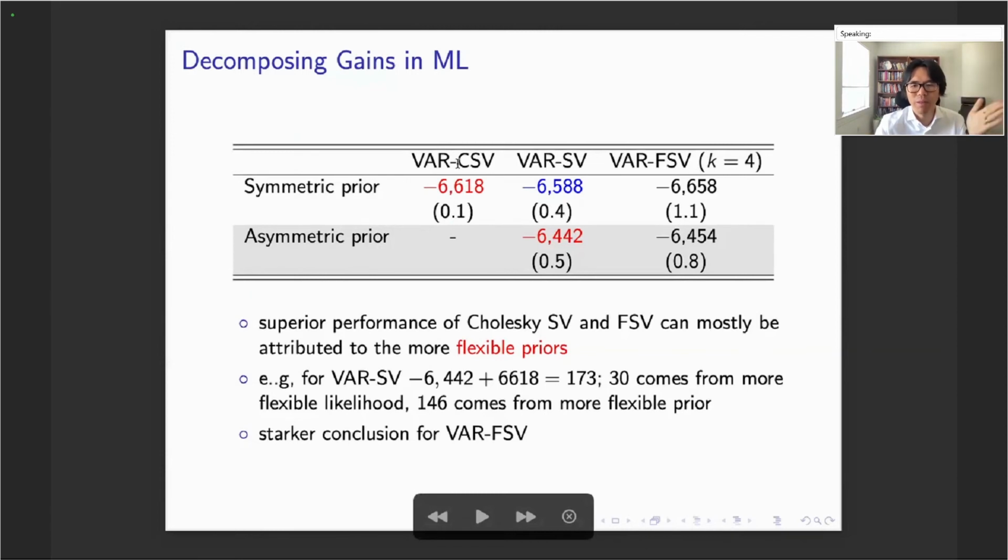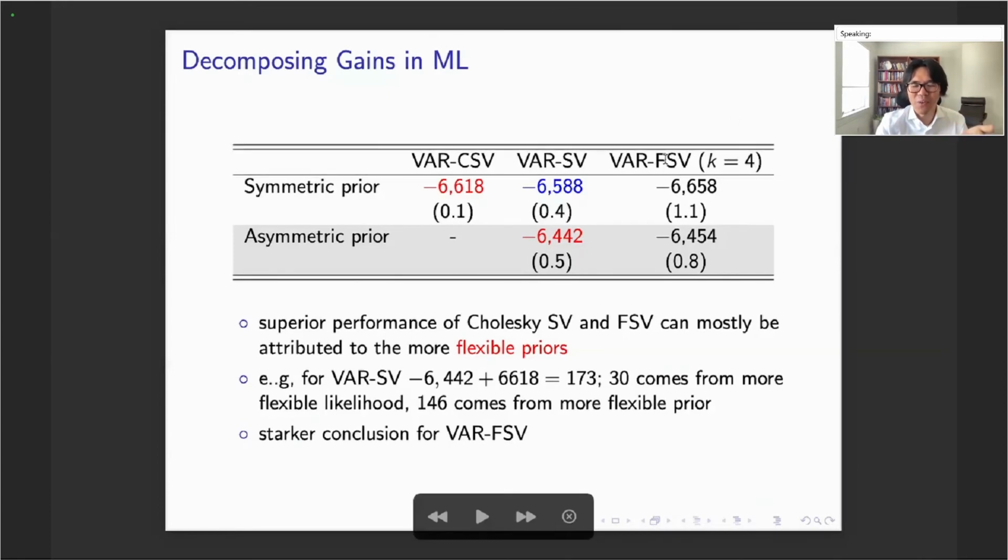Here I have one stochastic volatility process, and in the Cholesky SV, I have n of them. But I find it quite surprising that now the difference is not so big. The difference is only about 30. But if you just look at the Cholesky SV and allow for different priors, then the difference becomes 140 something. So most of the gain seems to be coming from a more flexible prior rather than a more flexible likelihood, which is a bit surprising. I did not expect to find it.